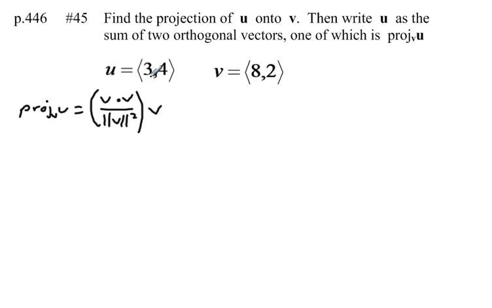To find the dot product, we can multiply the first coordinates. 3 times 8 is 24. Plus multiply the second coordinates. 4 times 2 is 8. So we end up with 32. Over the magnitude of v squared.